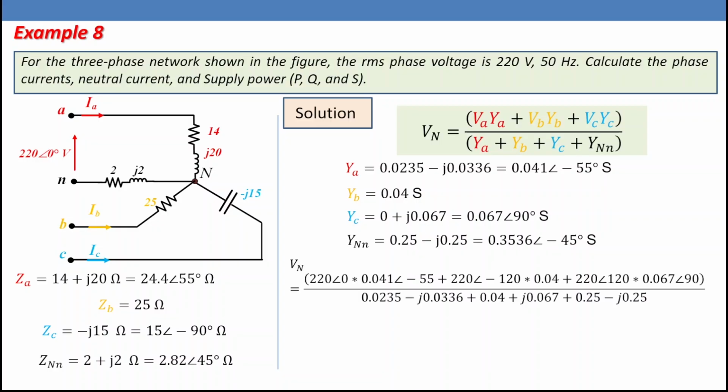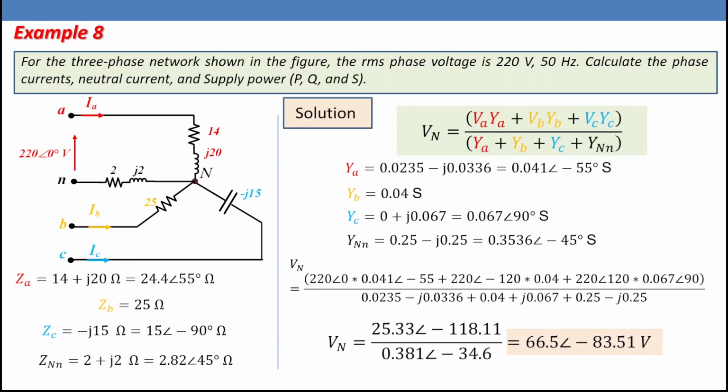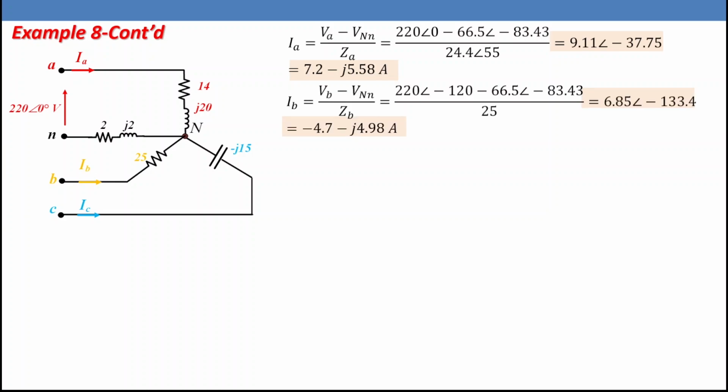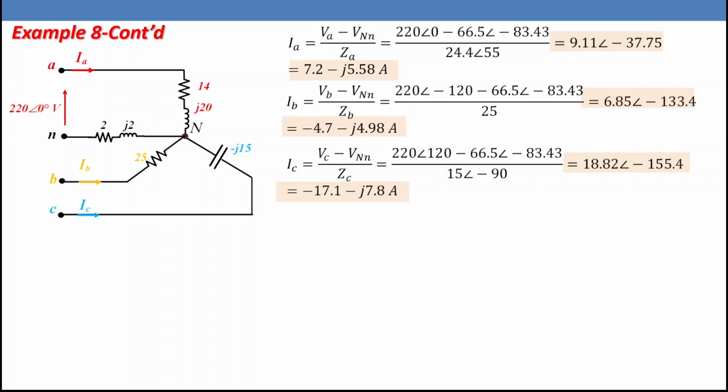If we substitute in the Vn equation, considering that the voltage is magnitude and angle, Vn is 66.5. Now we can calculate the currents. For example, Ia equals Va minus Vn over Za, equals 9.11 angle minus 37.75 degrees. And Ib equals Vb minus Vn over Zb, and Ic equals Vc minus Vn over Zc. So the currents are not equal in magnitude. So definitely we have unbalance.